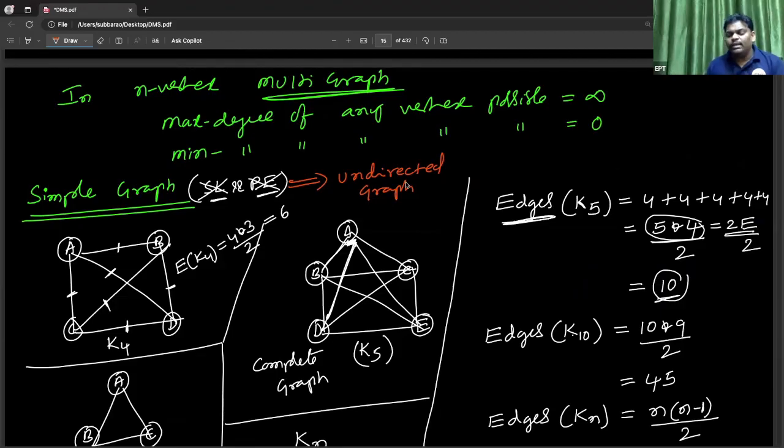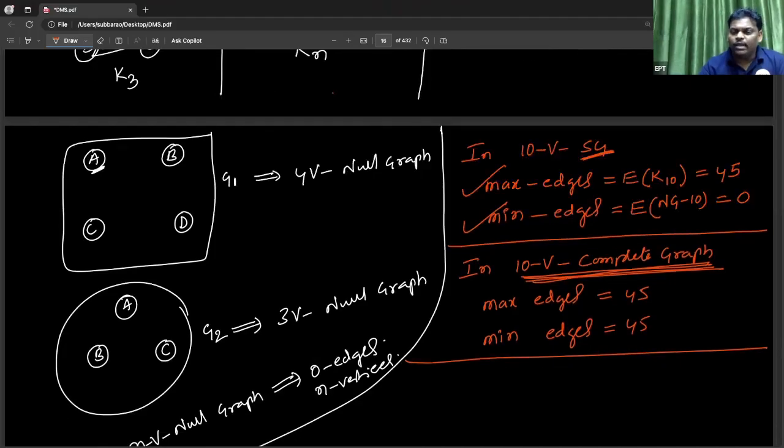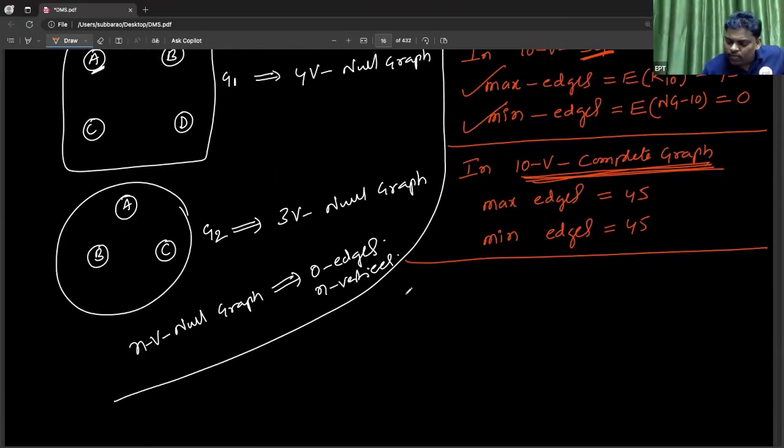It may be directed also, but I have written undirected. I am going to discuss only undirected graphs. If you are okay, can I move to the next line? Same thing I can ask one more way also. Can you see this one?